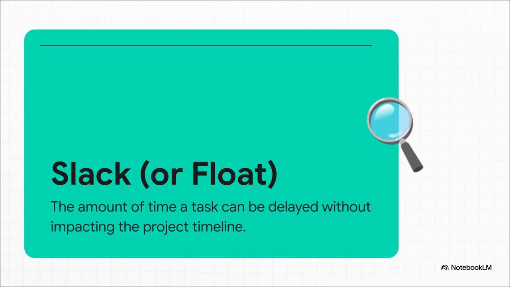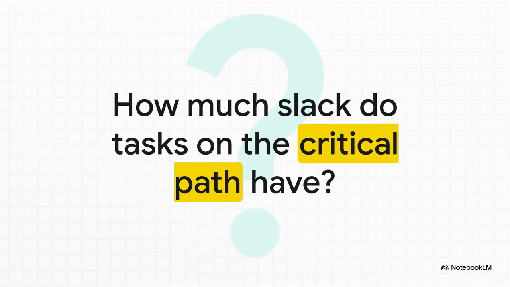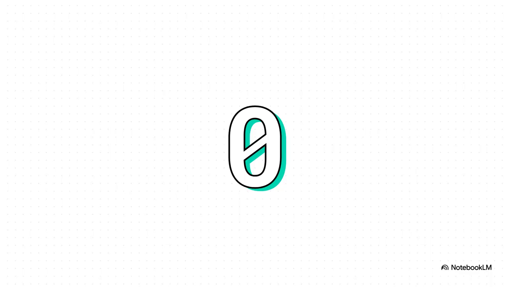And that wiggle room we've been talking about? Well, it has a name. It's called slack, or sometimes you'll hear it called float. It's the exact measurement of how long you can delay a task before it starts that dreaded domino effect on your final deadline. Which, of course, brings us to the most important question of all. If the critical path is made up of those tasks where any delay messes up the whole project, then how much flexibility, how much slack do those tasks actually have? Zero. Zilch. Absolutely none.